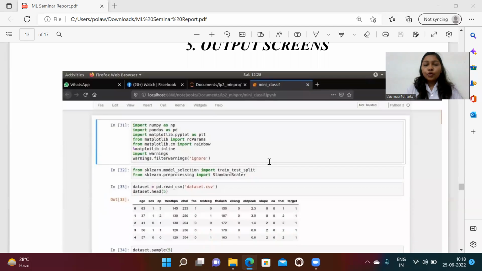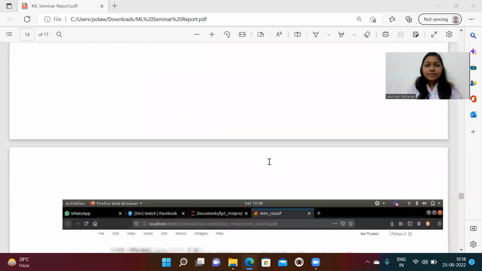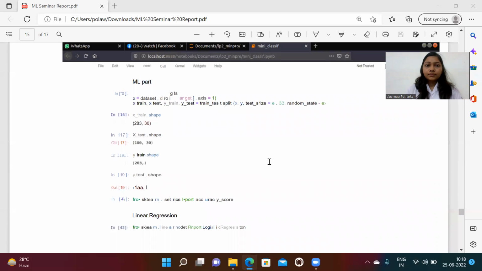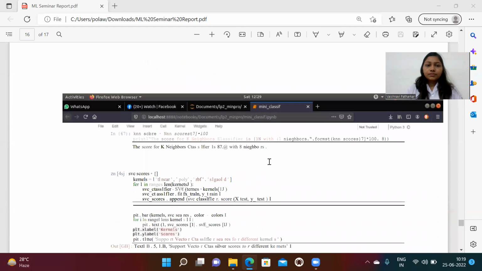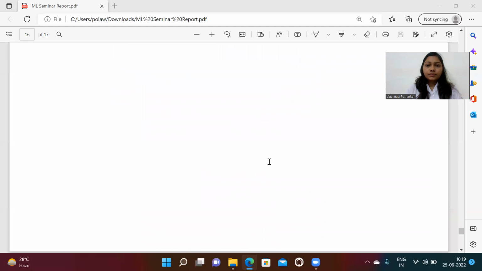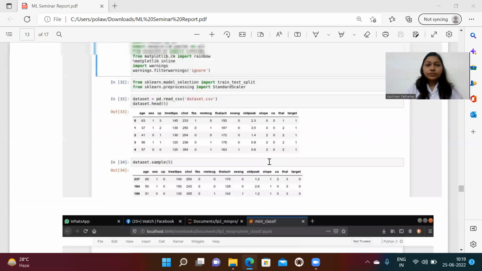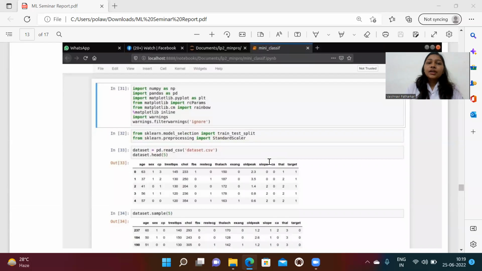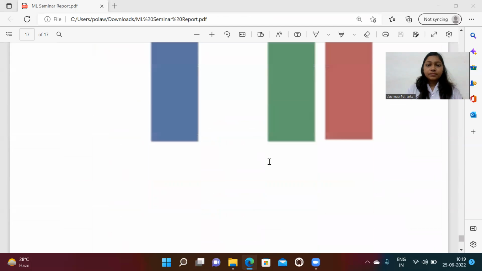Then this is the output screen. As we showed above, this is the output screen, and here we implement our project. So this is our project.